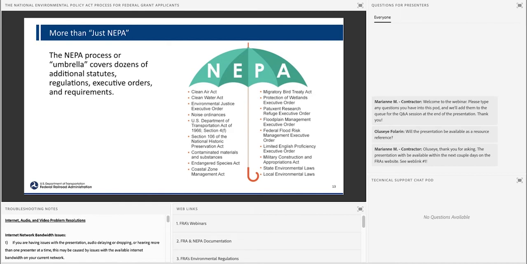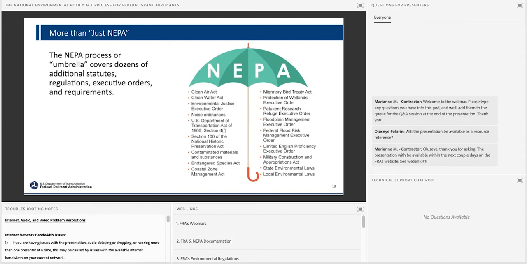Two environmental requirements that we're going to talk about in a little more detail, which are quite common for FRA projects, are Section 106 of the National Historic Preservation Act, where we have some more information on. Also, I'm going to talk just a little bit later in the presentation about the U.S. DOT Transportation Act of 1966, more commonly referred to as Section 4(f). So these two we're going to highlight and provide a little more detail.